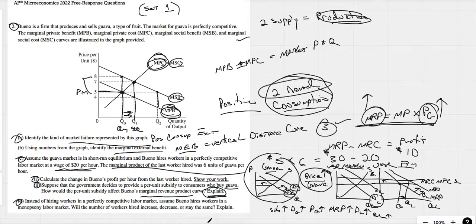D, instead of hiring workers in a perfectly competitive labor market, assume Bueno hires workers in a monopsony labor market. Will the number of workers hired increase, decrease, or stay the same? Explain. Well, you should know right off that monopsonies are always going to hire less than a competitive labor market. So I know immediately I can get half of these points because I know that the number of workers hired is going to decrease as soon as it becomes a monopsony, right?